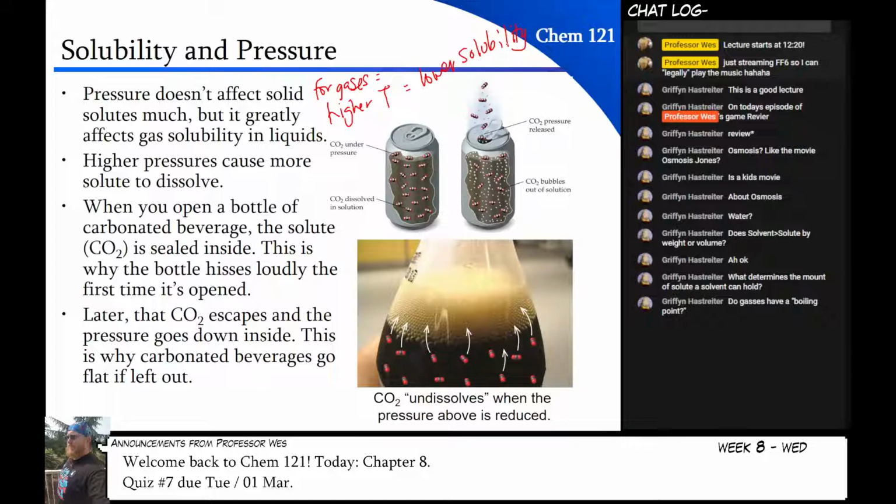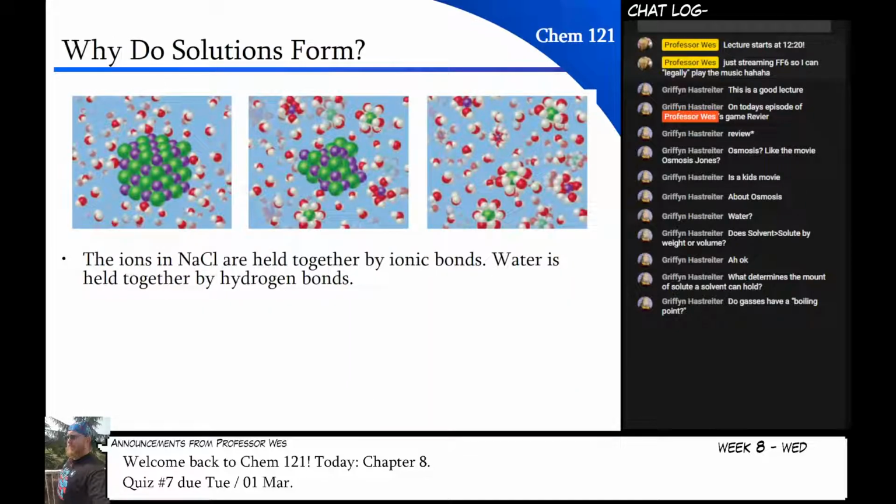Do gases have a boiling point? They do, but it's below whatever temperature you're at. So, for example, carbon dioxide's boiling point is well below room temperature because it's currently a gas at room temperature. Gases are just liquids that have already boiled, basically, right?